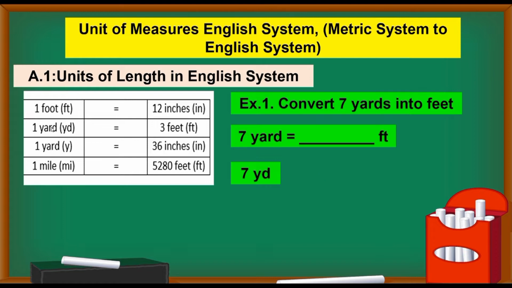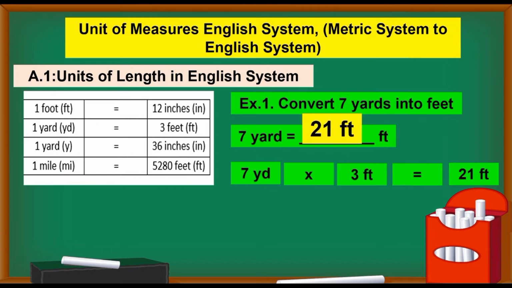So, we all know that in every 1 yard, there is 3 feet. So, therefore, 7 yard, ilang feet? Imumultiply natin yung 7 yard sa 3 feet. And 7 times 3 is what? Yes, that is equivalent to 21 feet. So, therefore, in every 7 yards, there is equivalent to 21 feet.